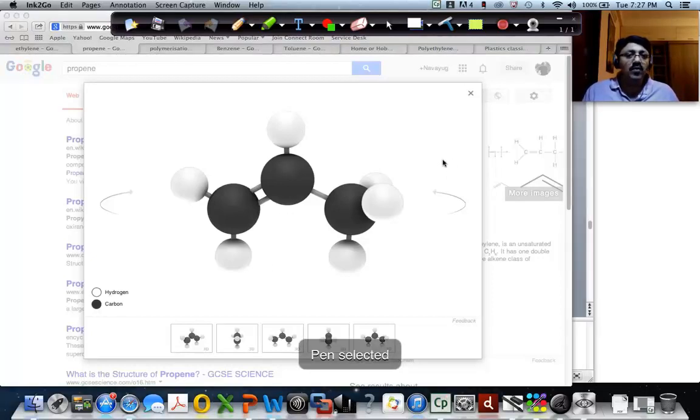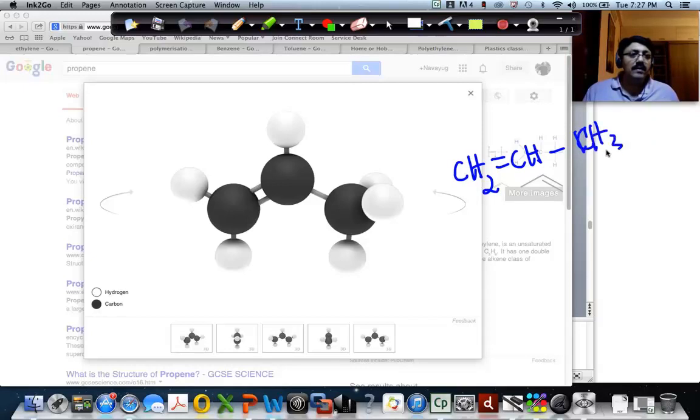Propene is written as CH2 double bar CH single bar CH3. Right, this is how you write it. Just as a formula, it can be written as C3H6. But this is how you write it in organic chemistry: CH2 double bar CH single bar CH3. Now this is propene. Again, another petroleum product which is obtained from crude oil, right?